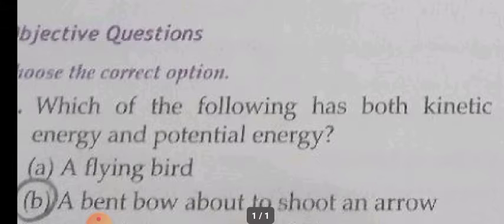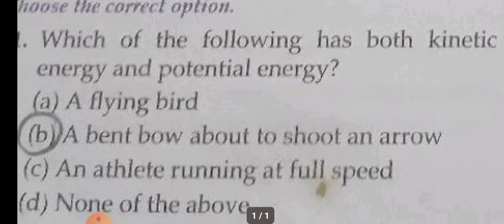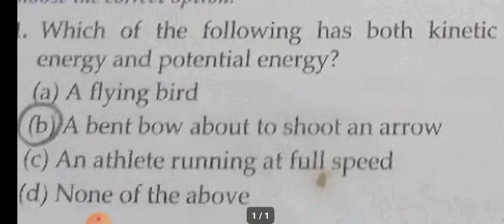First one. Which of the following has both kinetic energy and potential energy? A flying bird, bent bow about to shoot an arrow, an athlete running at full speed, none of the above. So among the four, which is your answer? B. A bent bow about to shoot an arrow. So in this case, both potential and kinetic energies are present, whereas in A and C, only kinetic energy is present.